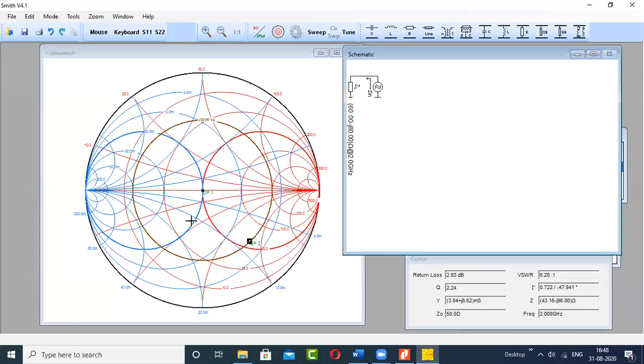Just keep in mind that from the load end you have to move to the center of the Smith chart. That's the only problem, this is what you have to do. You start from the load and go to the center of the Smith chart. But how to go to the center of the Smith chart? You have to travel on the SWR circle, and then finally you stop at a location where you get what?